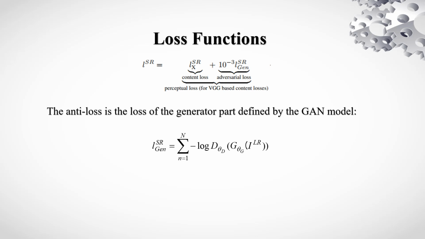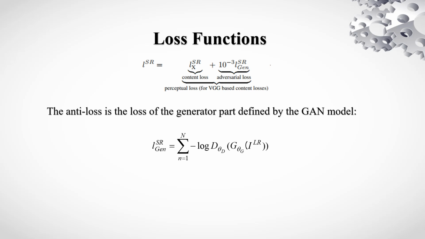In the adversarial loss, the loss of the generator part is defined by the GAN model. In this part, if the generated picture is judged by the discriminator to be near the real picture, the loss function will become close to 0.